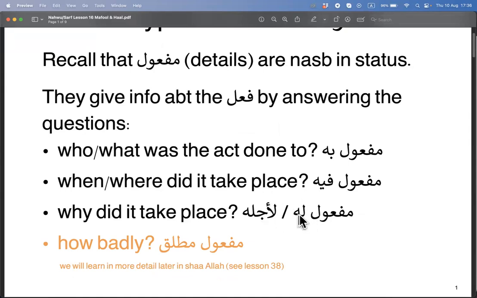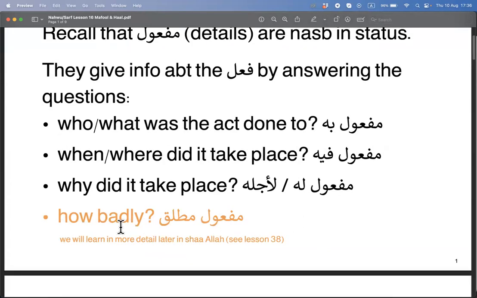And then we have maf'ul lahu or maf'ul li ajalihi. Both have the same meaning. Some use this one, some use the other. So maybe we use the easier one, maf'ul lahu. This is why did that action take place. I kicked the ball because I was having fun, because I was playing with my friend.